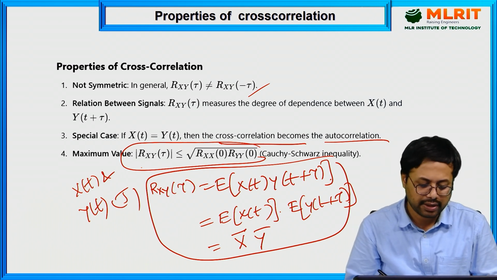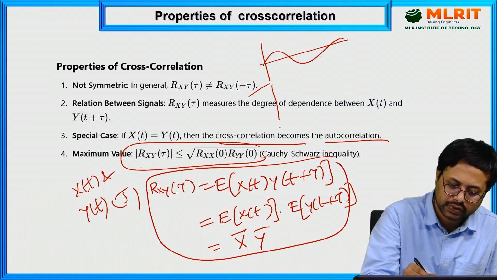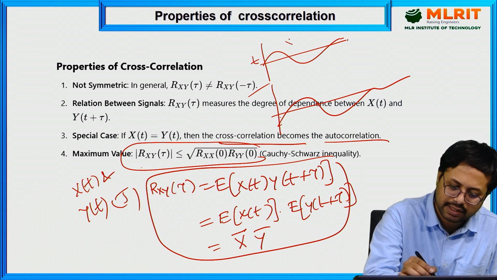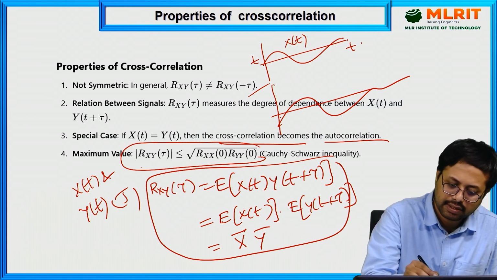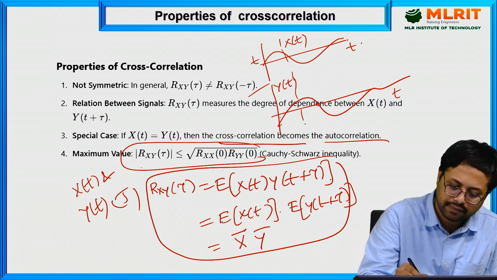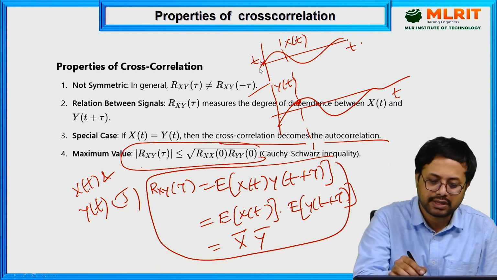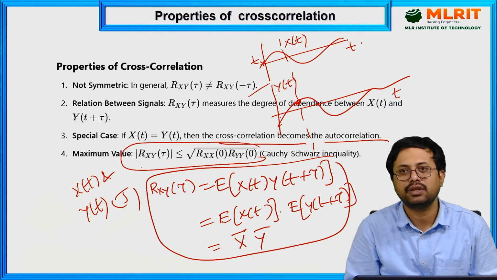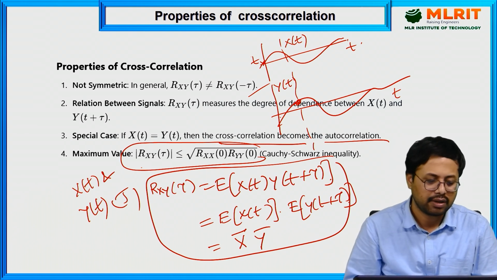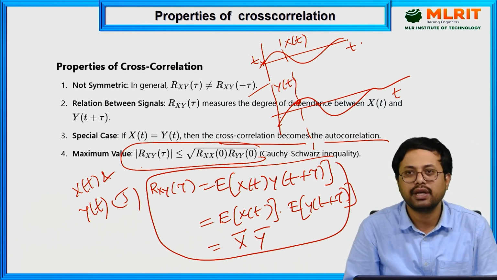For example, this is one signal, x of t, and this is the second signal, y of t. You can take y at t plus tau. This instant and this instant are two different time instants. When you do the product, we can identify the relation between them by using the cross-correlation function. These properties are useful while you are solving problems related to the cross-correlation function. Thank you.